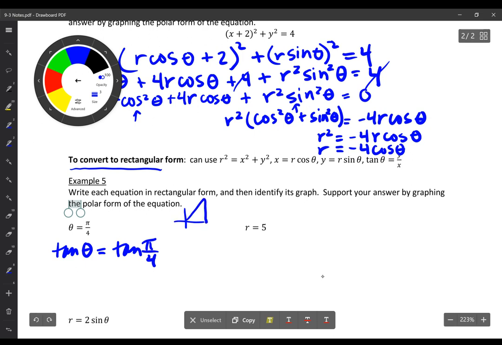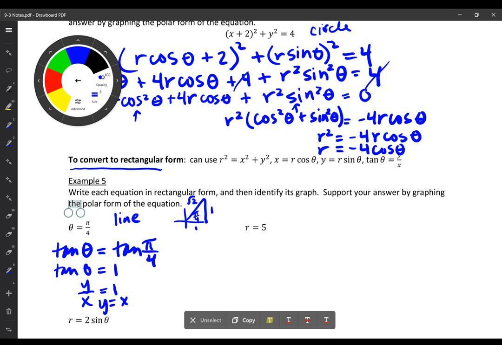So pi over 4, remember, is 45 degrees. So 1 over square root of 2 over 1 over square root of 2. So my tangent is 1 over 1, so my tangent is just 1. So I have tangent theta equals 1. And then I know my tangent of theta is really just y over x. And then I can multiply both sides by x, and then I have y equals x. And it is a line. So in the last one, we could have written down circle. I think writing down the shape is kind of nice, but I'm not worried about the graphing.